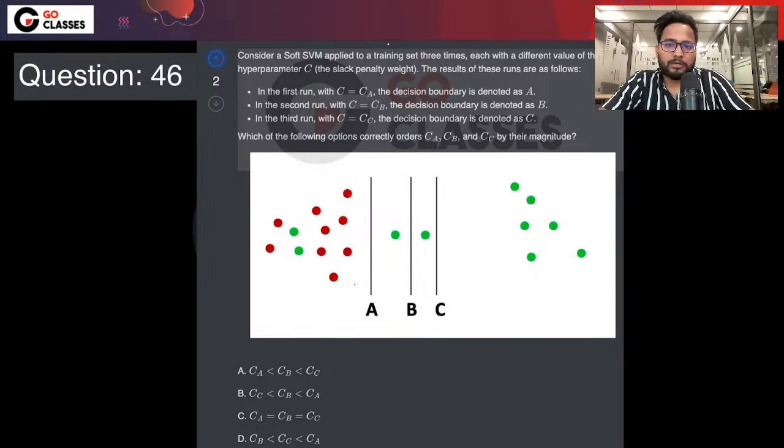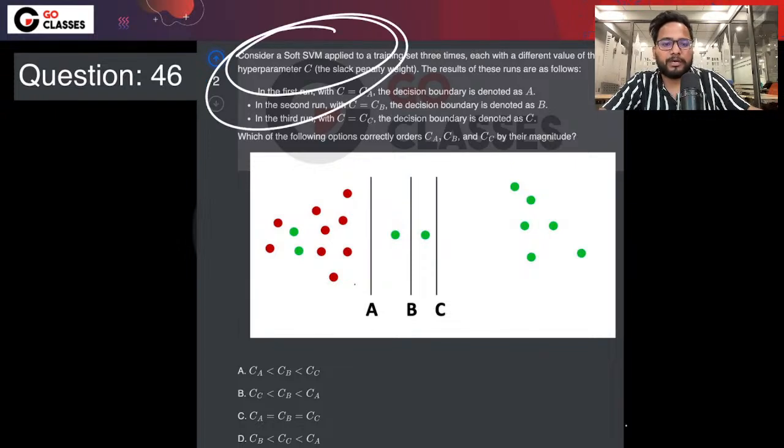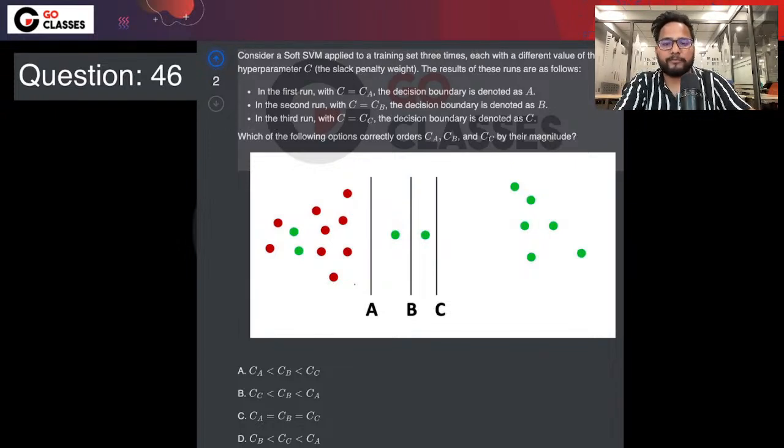So let's see what this question is saying. By the way, this question is related to soft SVM. How many of you know about the soft SVM? We have already seen soft SVM in the class, so probably you might be knowing about it, right? Now they are asking that in this particular case, which C is higher, CA, CB or CC? What is your answer for this particular question?